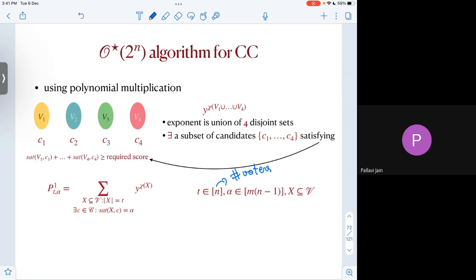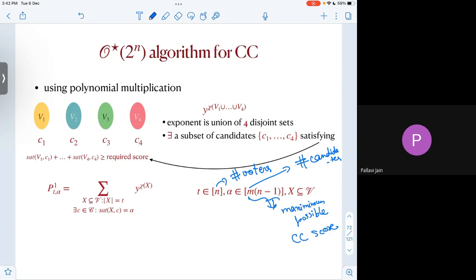And this is my maximum possible CC score, right? m is the number of candidates. If you know the eta, you can put eta here. So this is the maximum possible CC score.